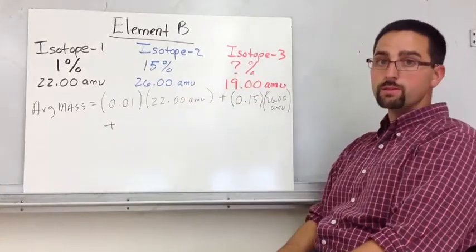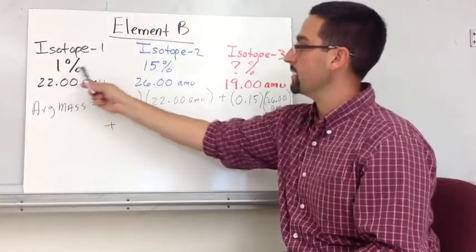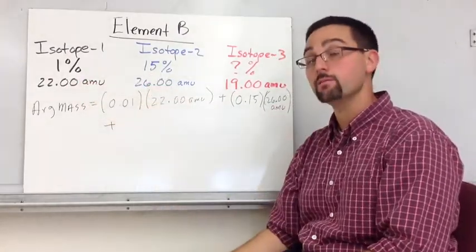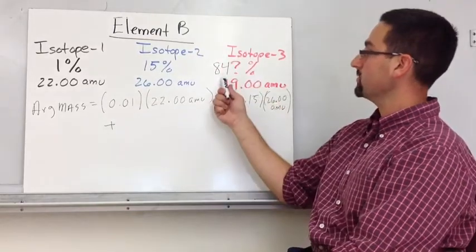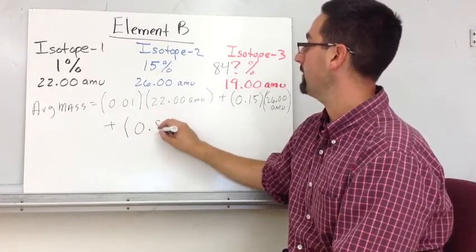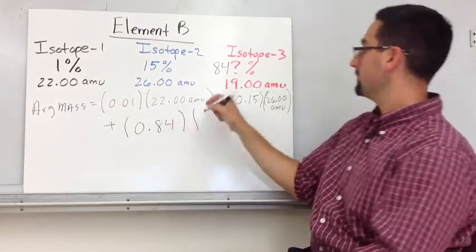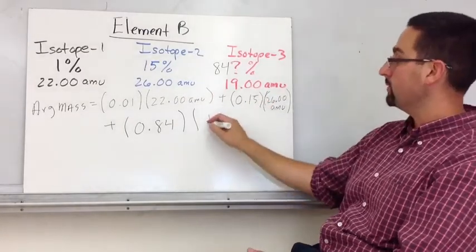Now, we don't know the abundance, but we can figure it out. If there's only 3 isotopes, this is 1%, 15, that's 16%. The remainder has to be 84%. Right, so 84% of isotope 3 is 0.84 times isotope 3's mass, 19 AMU.